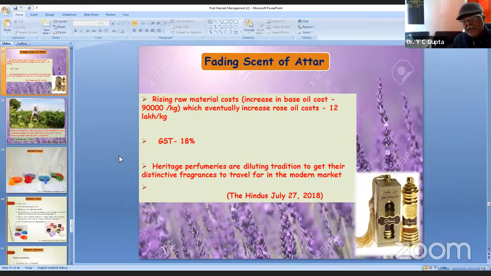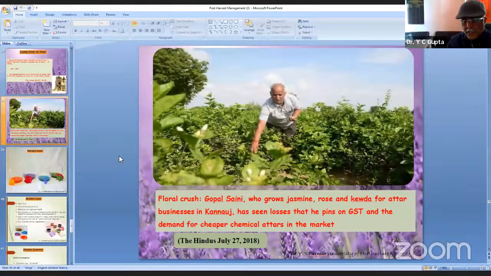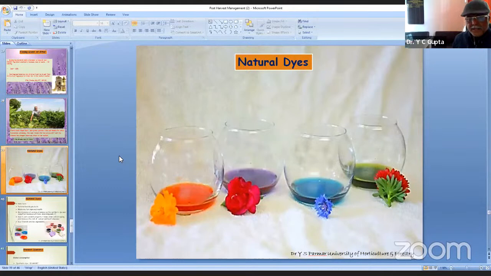When I was a student, it was 1 lakh of rupees. So there is a 12% increase. So this is the floral crush. Gopal Saini, who grows jasmine, rose, kewra, and other business in Kannauj, has a complaint about the GST, 18%. So our administrators should also write to the government to reduce the GST, especially on jasmine, in case of perishable items, so that farmers can get maximum benefit.